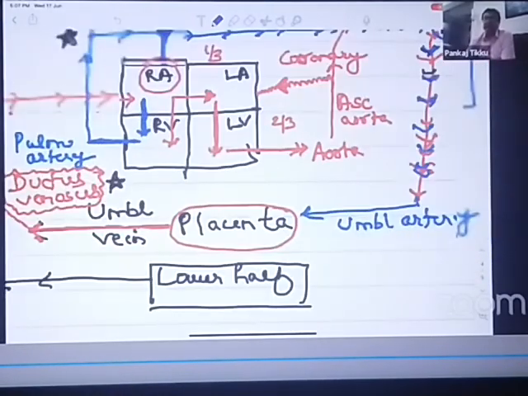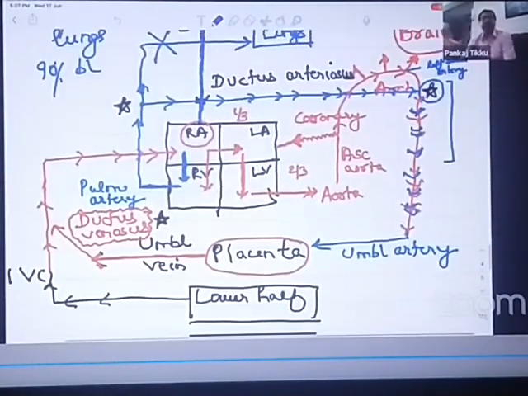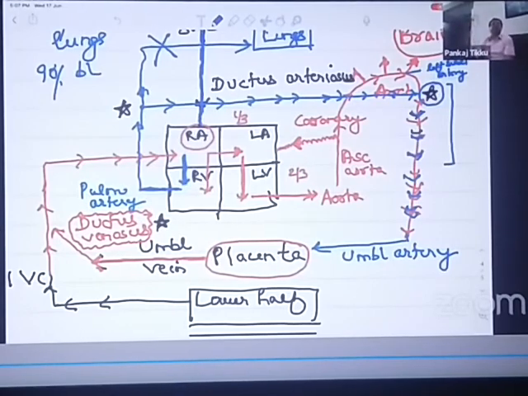I hope now this is pretty simple and you have understood the fetal circulation very well. I have tried to make you understand the fetal circulation as easily as possible. If you remember this, I think you will be able to answer the maximum number of questions in the exams on fetal circulation.